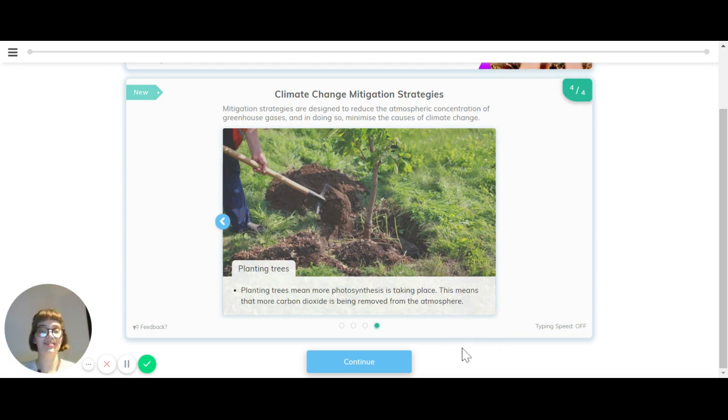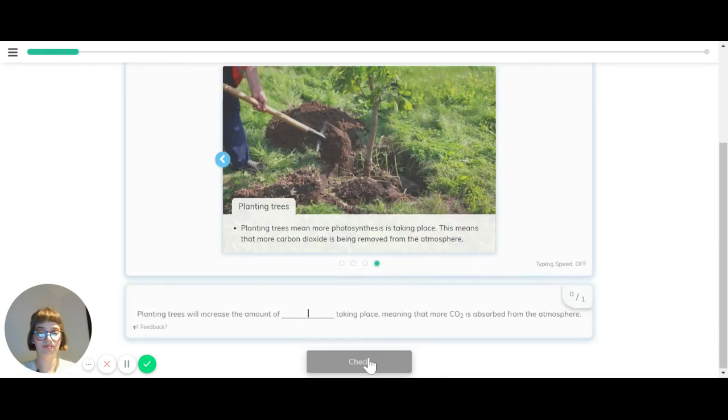Planting trees means more photosynthesis is taking place. This means that more carbon dioxide is removed from the atmosphere. Let's just have a quick recap of that. So planting trees will increase the amount of photosynthesis taking place, meaning that more CO2 is absorbed from the atmosphere.